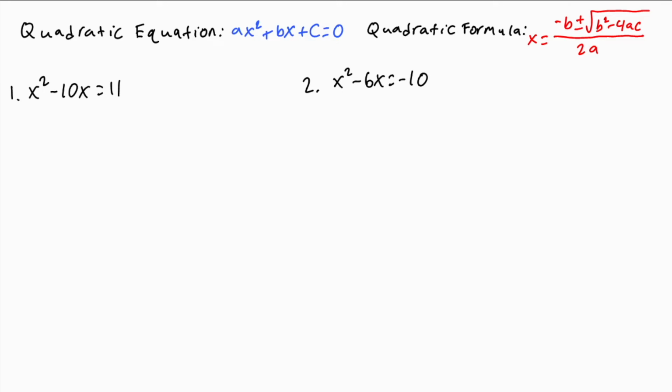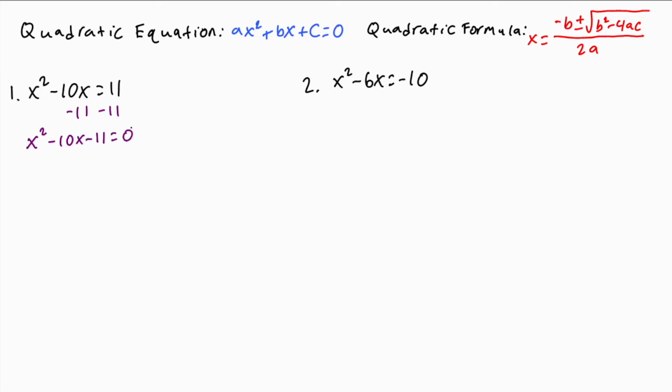Anyway, let's solve number 1. We'll notice that we're supposed to have equals 0, but we don't have equals 0. We have equals 11. So we need to bring the 11 over to the left side. We'll subtract 11 from both sides, and that'll give us x squared minus 10x minus 11 equals 0.